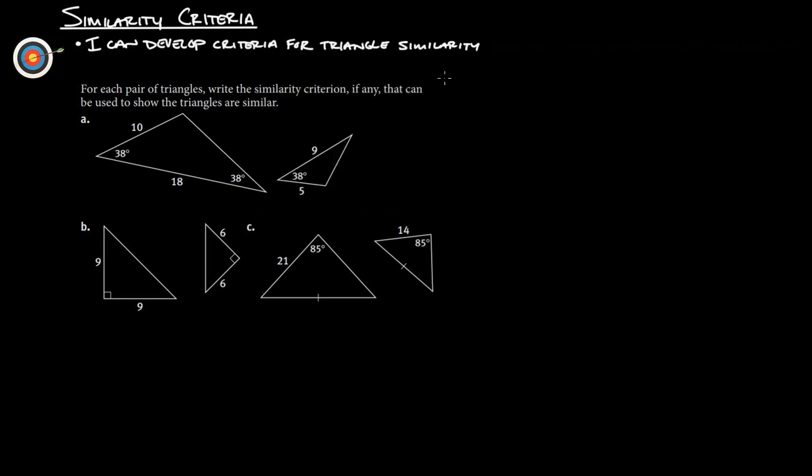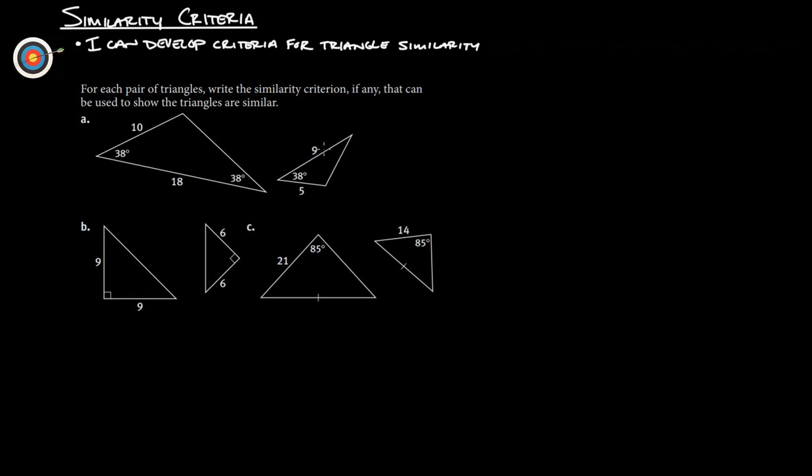All right. Last example here. For each pair of triangles, write the similarity criterion, if any, that can be used to show the triangles are similar. So, look, we've got 38, 38. This one's 38, and let's see. Oh, we got sides, so we got possible proportional sides. So we do have an angle, some angles that are similar, but we don't have any other ones over here.